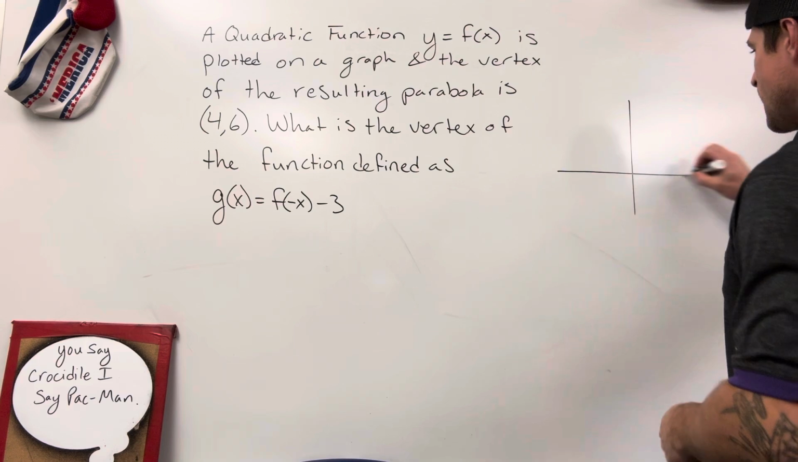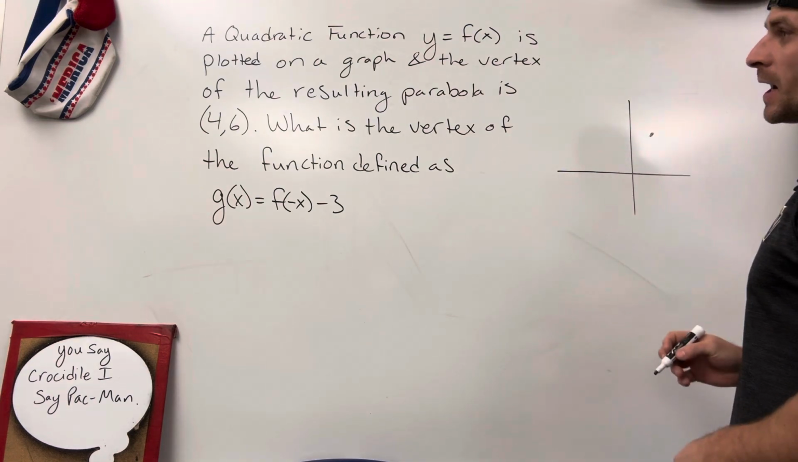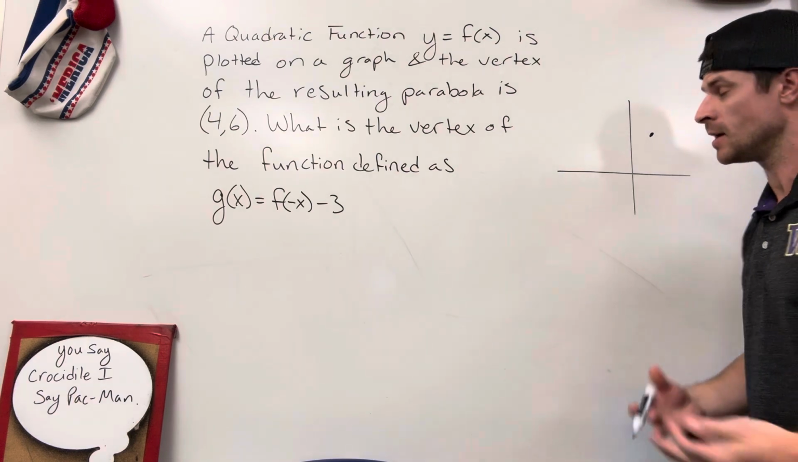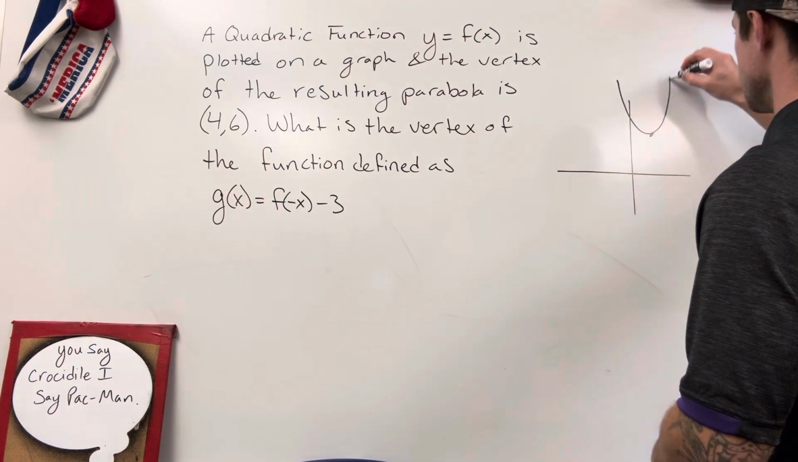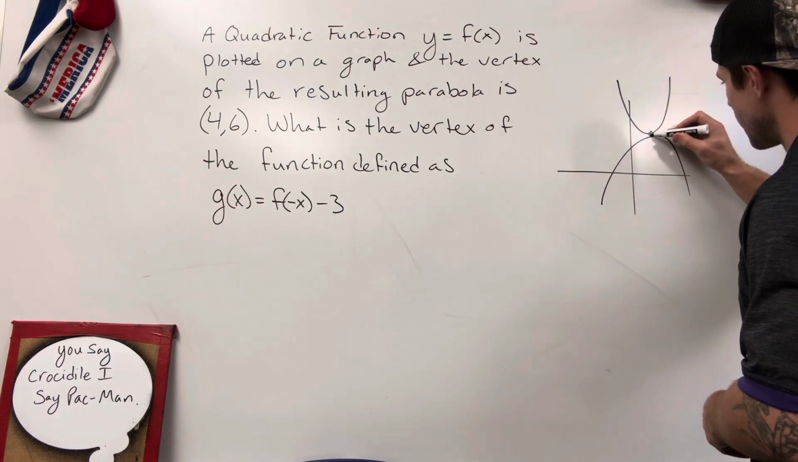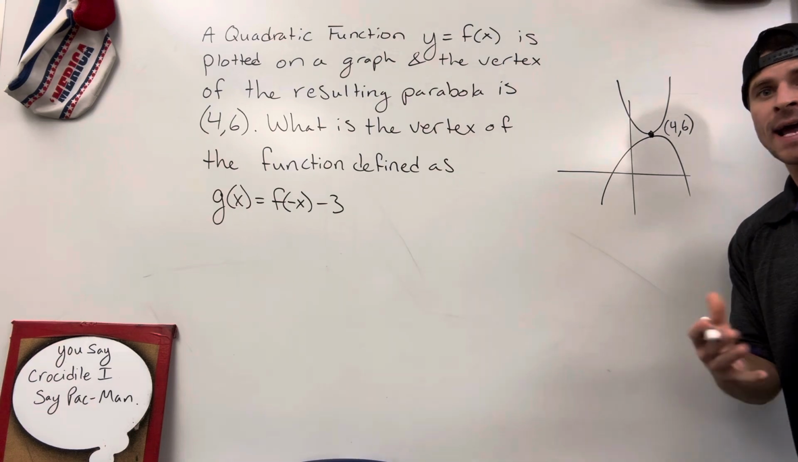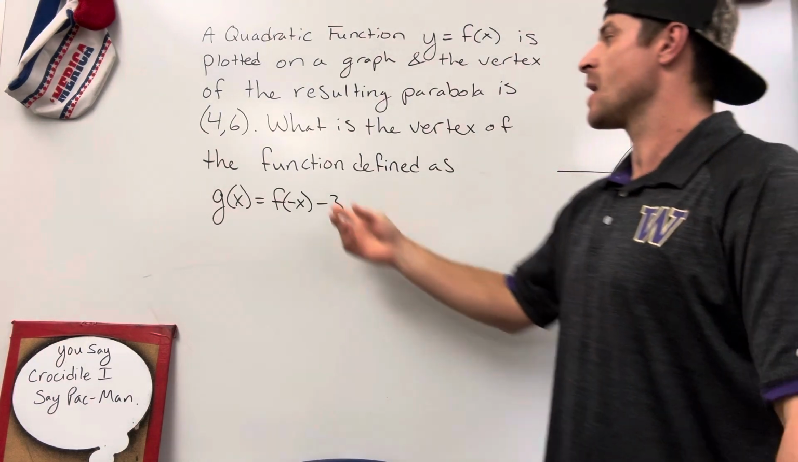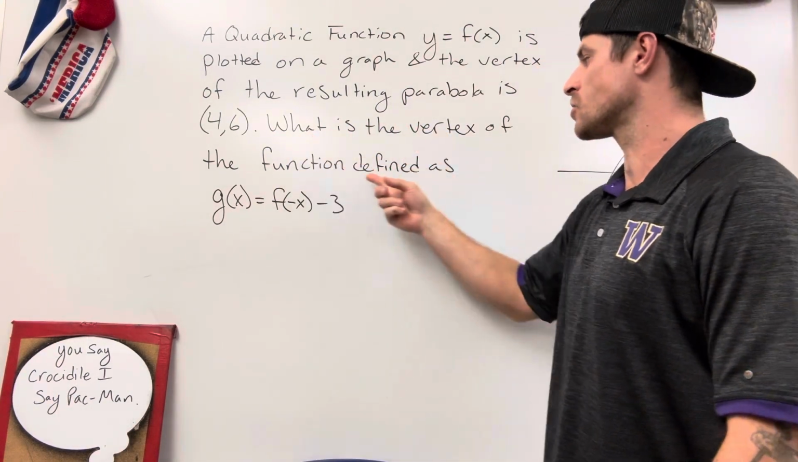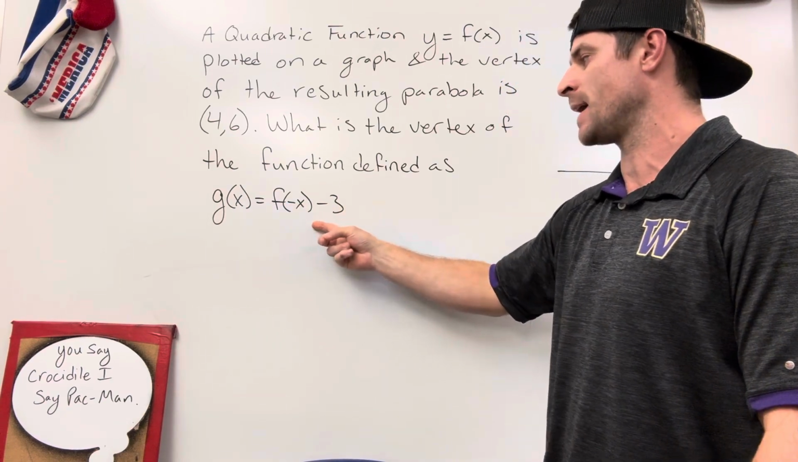So what we have is a graph. Over here, 4 over, 6 up, somewhere about that spot is our vertex of the parabola. Parabolas are quadratic equations. They either look like this or they could look like that. But what we do know is the low or the high point is right at (4, 6). And what we're being asked in this problem is, what is the vertex of the function defined as g of x equals f of opposite x minus 3?